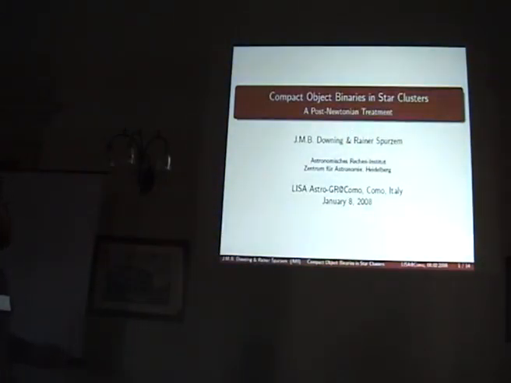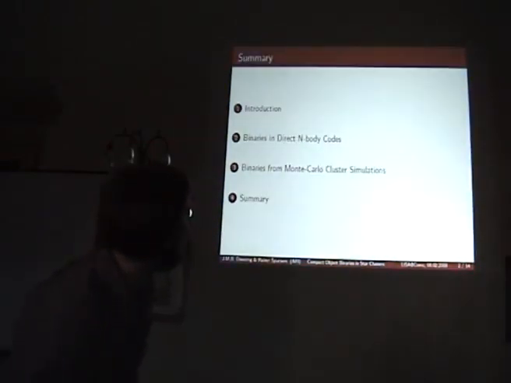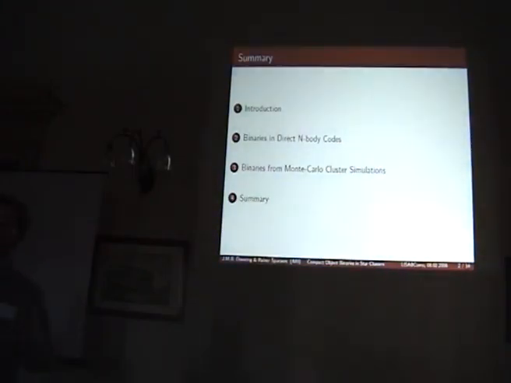This is also very much focused on stellar mass binaries spiraling into each other, so it's a bit of a change of pace from what we've been doing for the rest of the conference. First I'm just going to briefly introduce more or less what we're doing and what we're interested in. I'll talk about the binaries in direct n-body codes. So this is sort of a more hard example of what Rainer was talking about earlier, although in slightly different systems. I'll then talk about trying to perform a similar analysis on binaries that come out of Monte Carlo simulations of star clusters. And finally, I'll just quickly summarize.